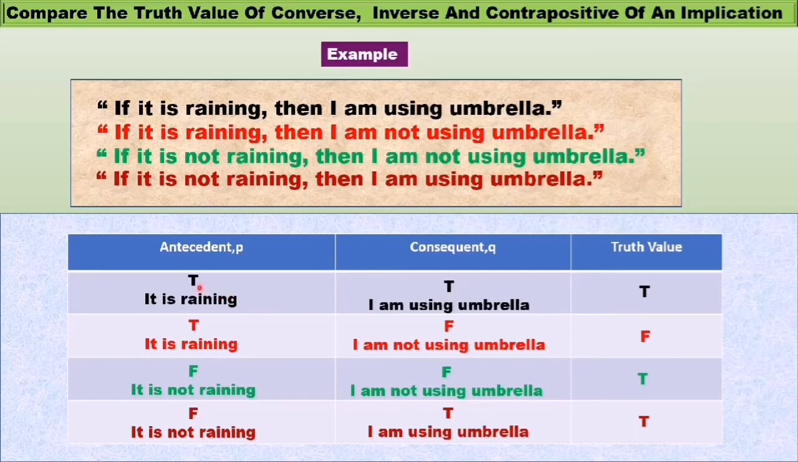So if you look at this table, antecedent true, consequence true, truth value is true. Antecedent true, consequence false, truth value is false. But if antecedent and consequence false, the truth value is true. The antecedent false, consequence is true, so truth value is true. So only one false, that is antecedent true, consequence false, then the truth value is false. Okay, now let us try to answer the question.